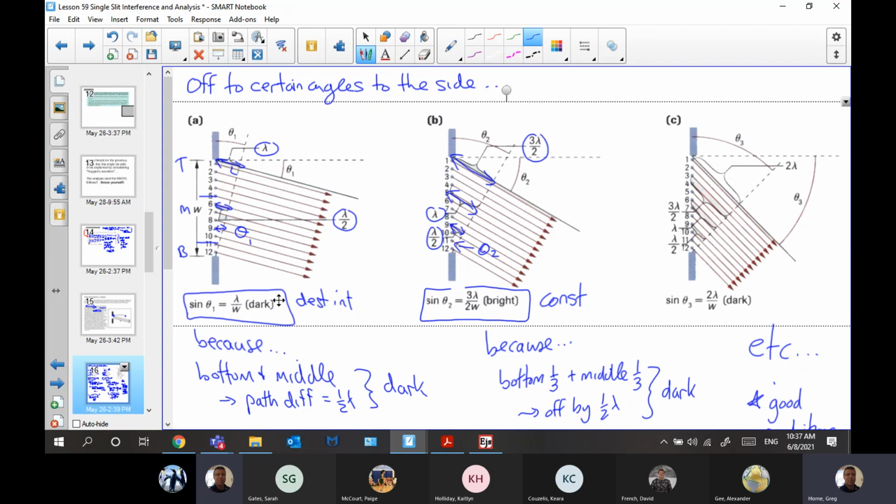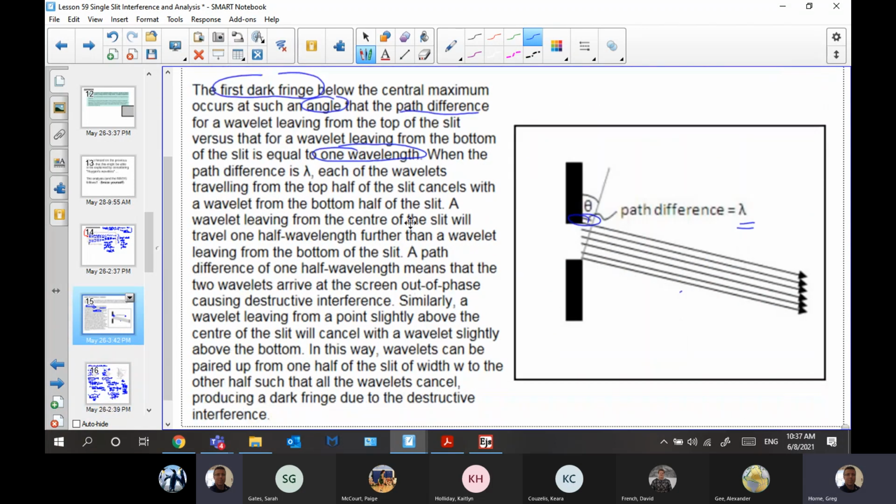So the sine of the angle equals the wavelength over the width right here. That's going to help you figure out an angle for destructive interference. Okay, does it say something similar to that here? It says each of the wavelets traveling in the top half cancels with one from the bottom half. Essentially they're saying exactly what I said.